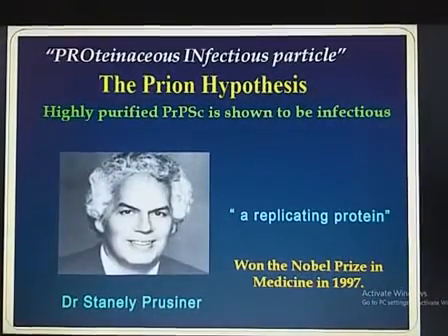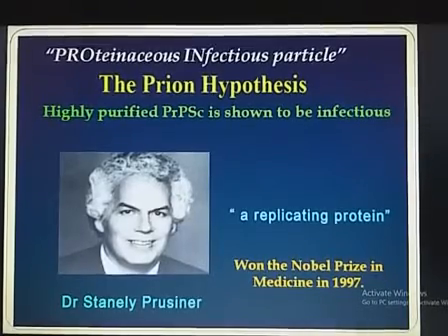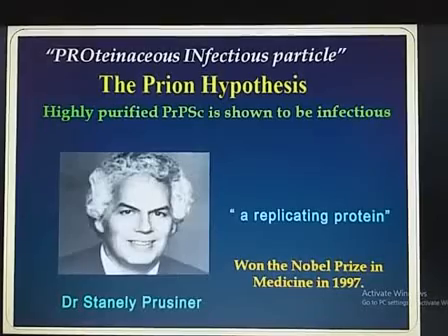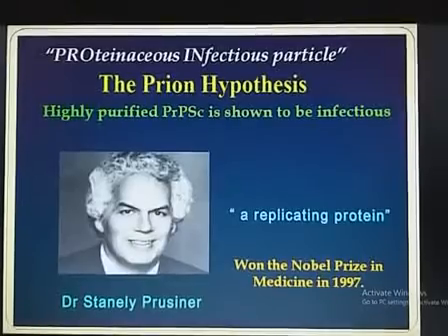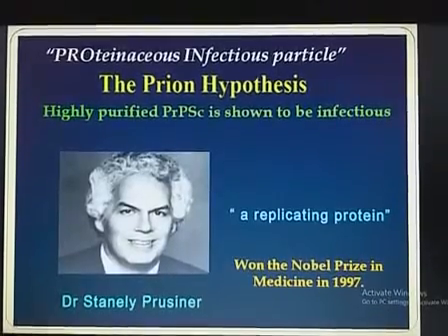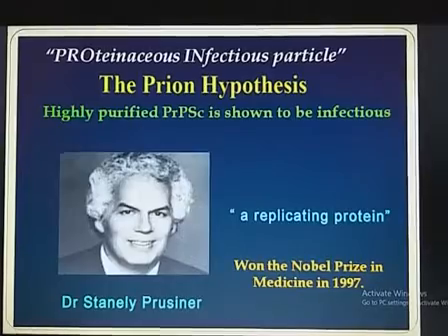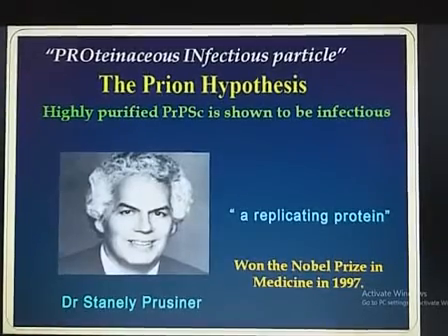So he is the man, Dr. Stanley Prusiner. He gave a hypothesis which is known as the prion hypothesis, or proteinaceous infectious particle hypothesis. This hypothesis states that the PrPSc, which is the abnormal protein, is very infectious, and the highly purified form of that particular protein is very much infectious, and also that prion is a replicating protein. That means it can replicate itself. And for this discovery, he won the Nobel Prize in Medicine in 1997.